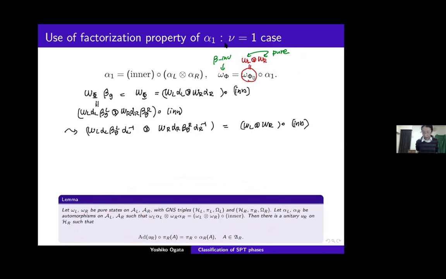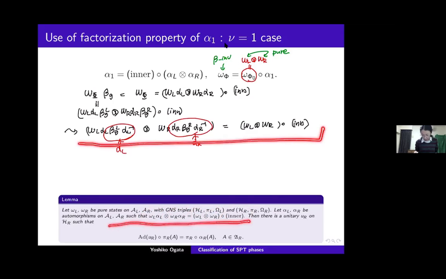Then let alpha L and alpha R be automorphisms on the left infinite chain and right infinite chain. So in our case, this alpha L means this one, and alpha R means this one. So we have the situation here, and the assumption of the lemma is that alpha L, alpha R, and omega L, omega R should satisfy this condition. That is, this tensor is equal to this tensor modulo inner action. So that is the assumption of the lemma, and actually we are in this situation here.